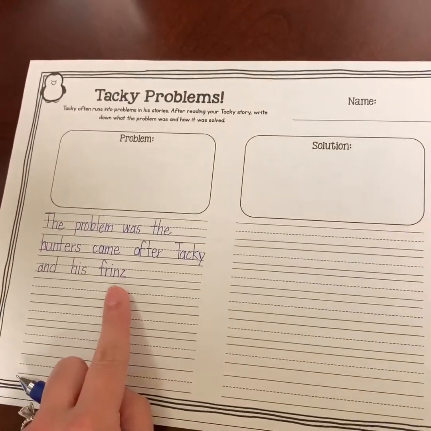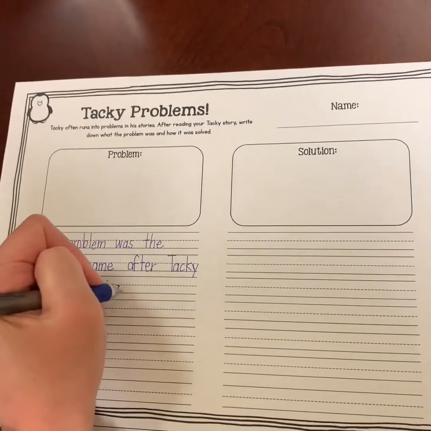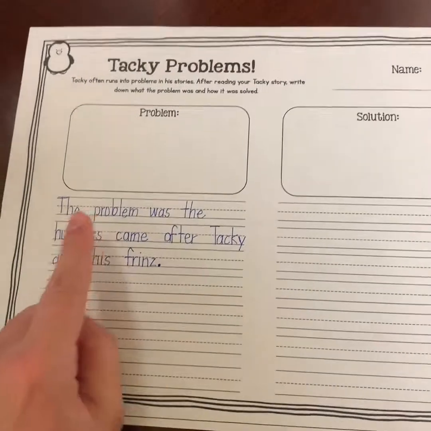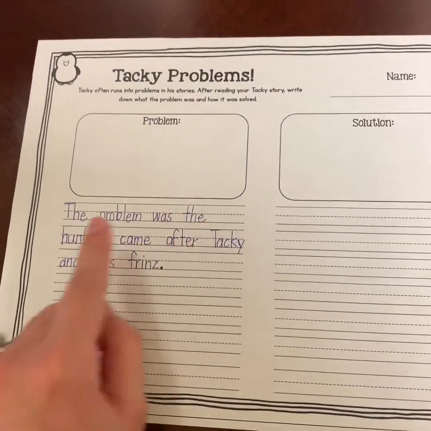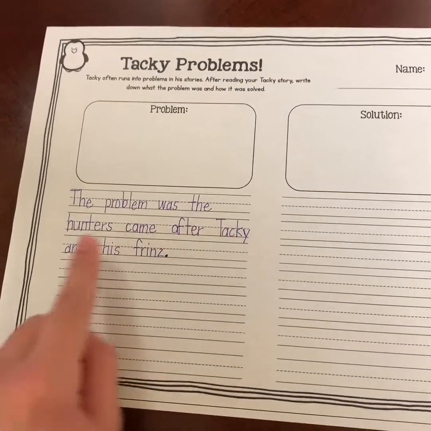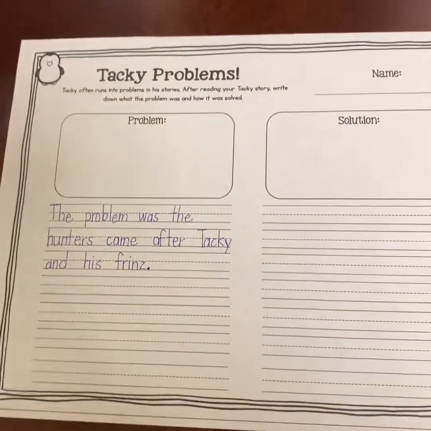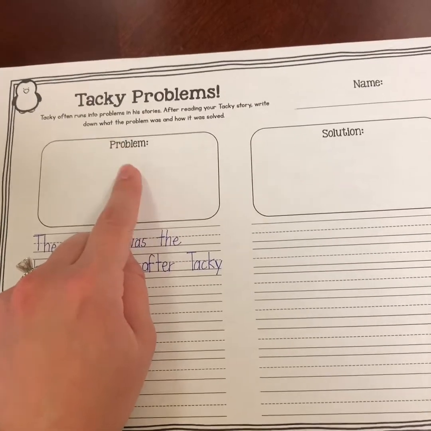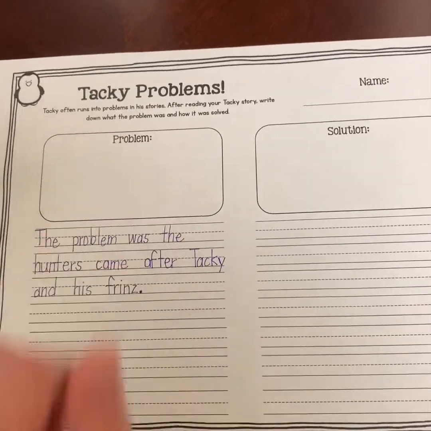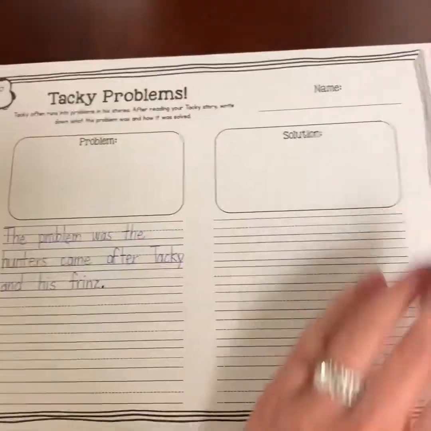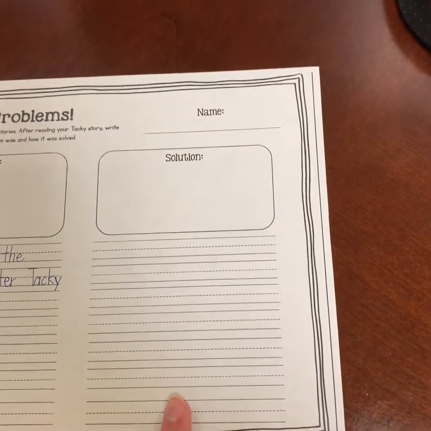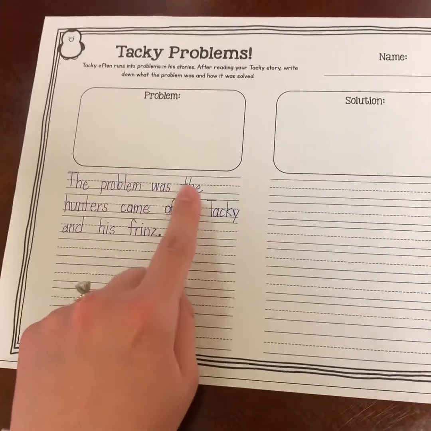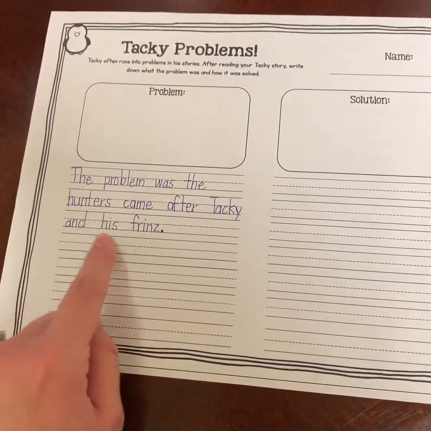And how do I know my sentence is over? Very good. I have to add that period. Okay, so let's reread that. The problem was the hunters came after Tacky and his friends. Okay, perfect. So then what I want you to do is I want you to draw a picture of that happening, okay? And then I want you to write the solution, and you're going to write the solution all by yourself, okay? So remember, we talked about the problem was the hunters came after Tacky and his friends.